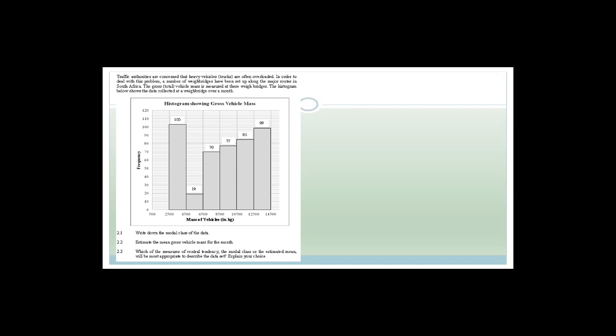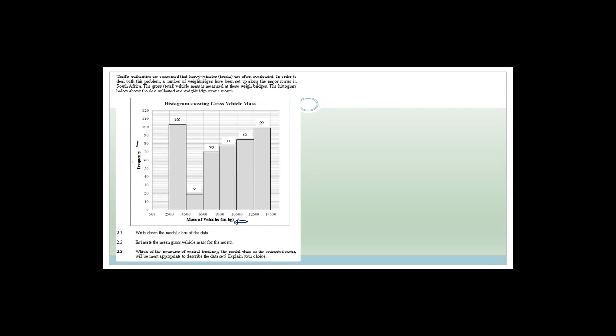The histogram below shows the data collected at a weighbridge over a month. Now what you need to do is always look at your axes. See what is on the x-axis and on the y-axis. On this x-axis, you can see the mass of vehicles in kilograms, so that's a whole bunch of different masses. And on the vertical axis, we've got frequency. And the frequency, remember, is how often it happens.